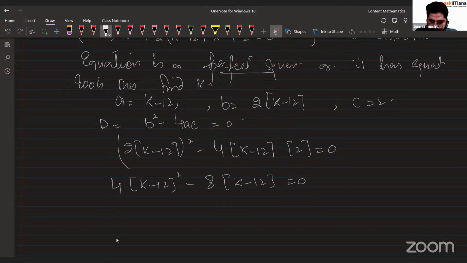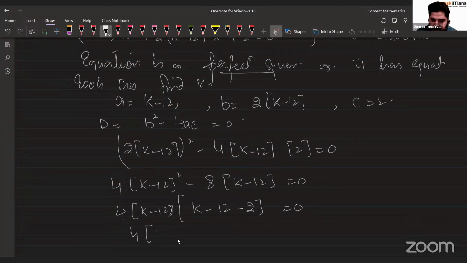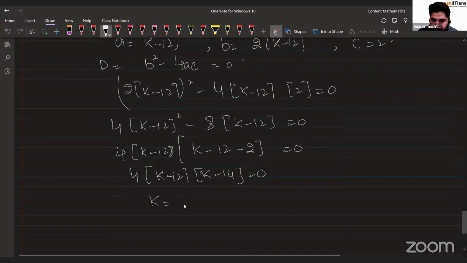So how can it be written? I can take 4 common. Along with 4, can I take k minus 12 common? Okay. So what is left? K minus 12 once, and minus, if I take 4 common, this is negative 2, is equal to 0. So I will get 4 times k minus 12 and here it is k minus 14 is equal to 0. Clear? So what are the different values of k? K can be equal to 12 and k can be equal to 14.